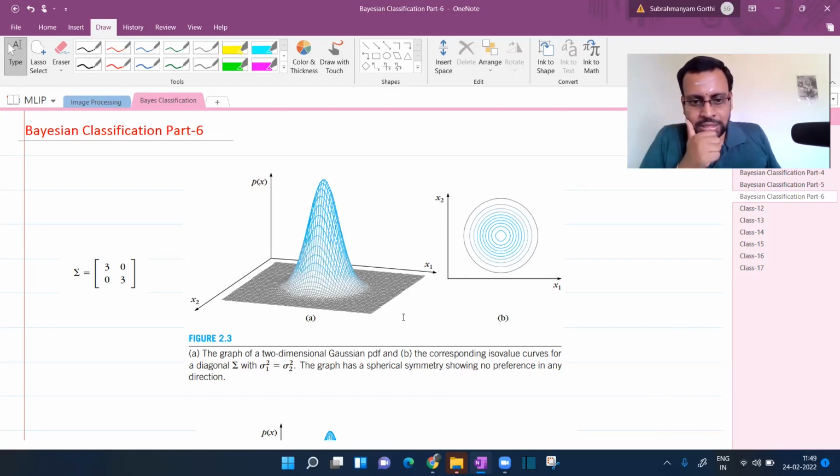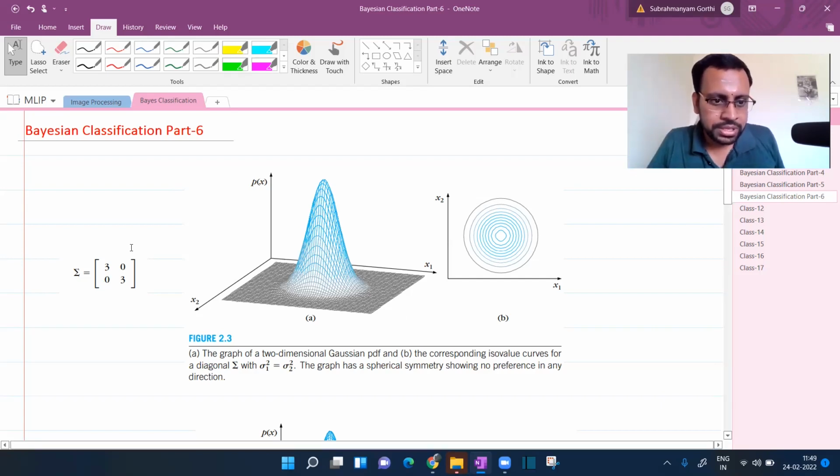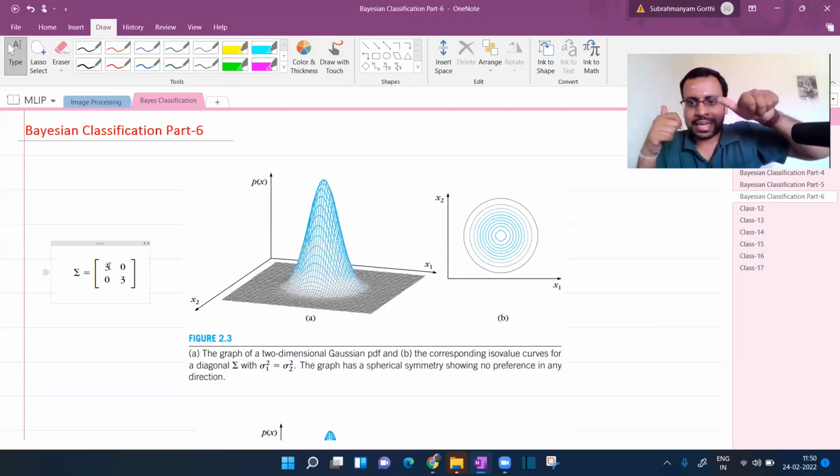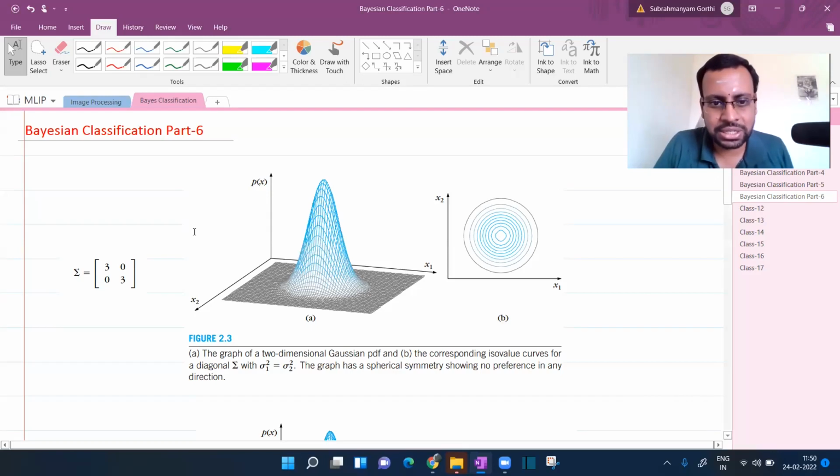Zero mean is considered, and sigma 1, 2 is made 0. This is my covariance matrix. What does 3 and 3 tell us here? The diagonal being 3 and 3, what does that tell? Your variance in the x1 and x2 directions: this is in x1, this is in x2. The variance in this direction is 3, and in this direction is also 3.